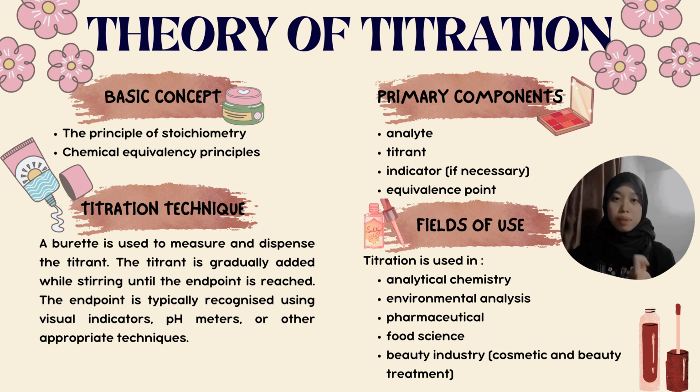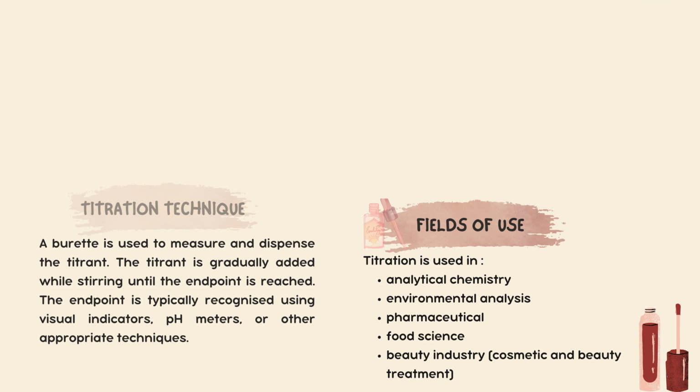Third, primary components. The main components are analyte, titrant, indicator, and also include equivalence point. Lastly, I will explain about field for titration. Titration is used in analytical chemistry, environmental analysis, pharmacy, food science, and lastly, beauty industry.